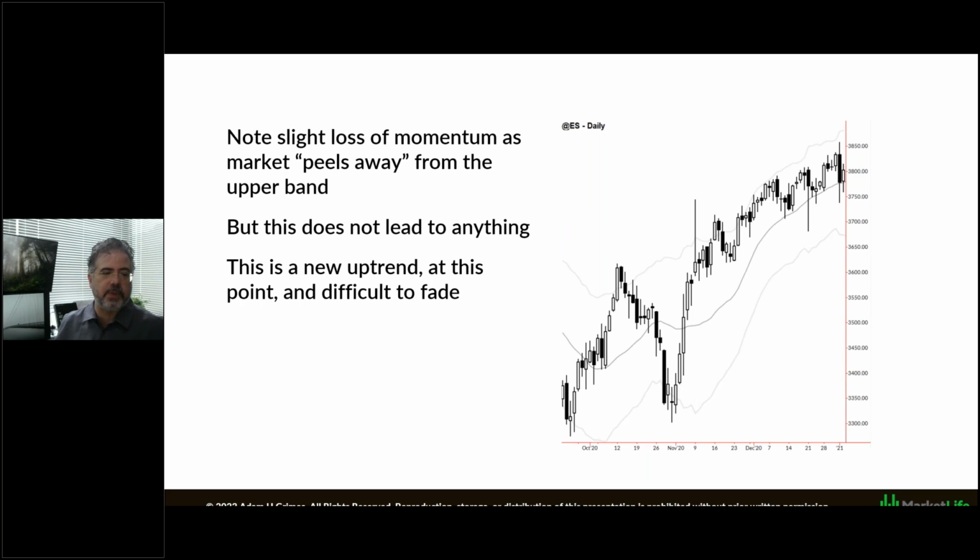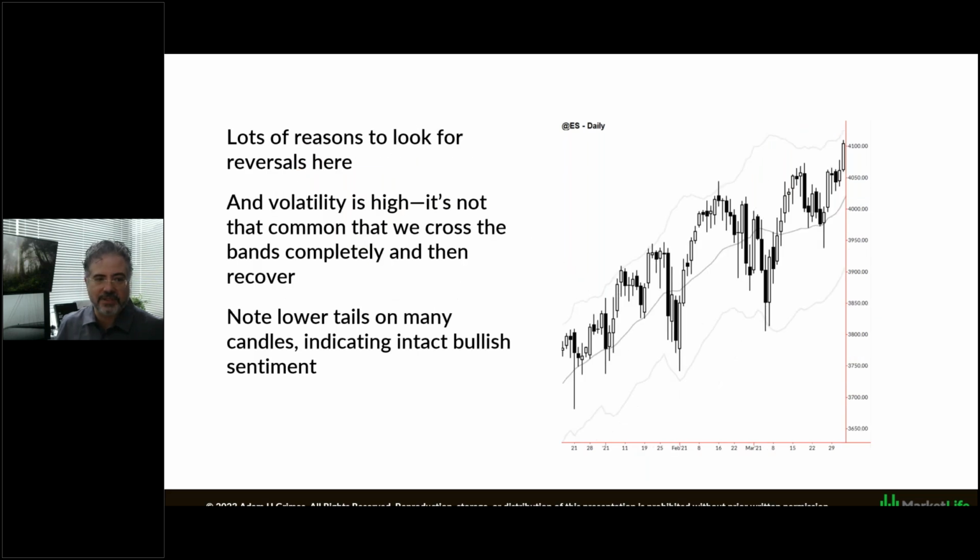Here is another example of a trend termination. I know I'm going fast, but you'll probably need to spend some time going back reviewing these. The market peels away from this upper band, just losing momentum. This case doesn't really lead to anything, but perhaps because this is a relatively new uptrend off of those lows. Lots and lots of reasons to look for reversals here. And I'm not making this up, this is stuff we saw in real time.